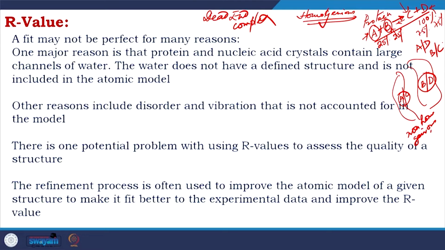So in the refinement process, that is the minimization process, it is used to improve the atomic model, which I talked about, of a given structure to make it fit better. The more you do refinement, it is like you put something inside a pipe and you move the pipe so that it could fit there. It is like that.